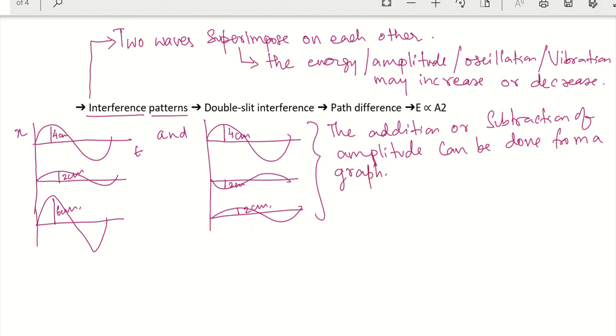So if you are given a question, you have to look how many boxes are going up, how many boxes are going down, how much should I subtract, and what will it become. That's how you have to judge. Okay. Now these interference patterns actually show two things.